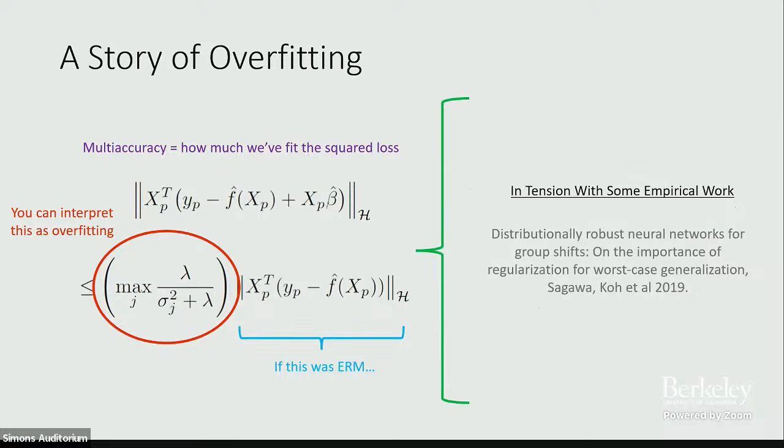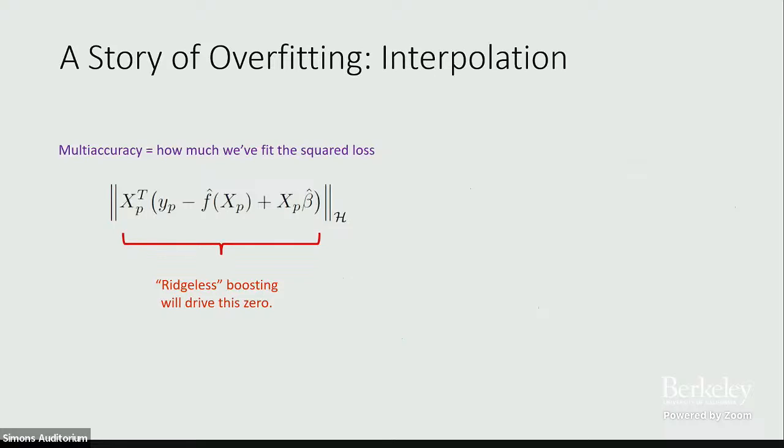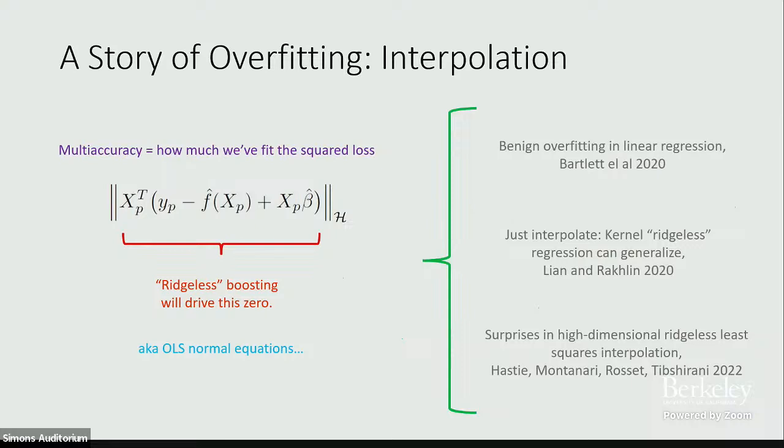I don't necessarily have a solution to why this is the case, but one extreme case of this is interpolation. So ridgeless boosting on the residuals will make this exactly 0. AKA you're doing ordinary least squares in infinite dimensions. And that's exactly what this quite popular benign overfitting paper studies. And there have been many other situations where people have been setting this gradient of the squared loss to exactly 0 and then studying the resulting estimator.